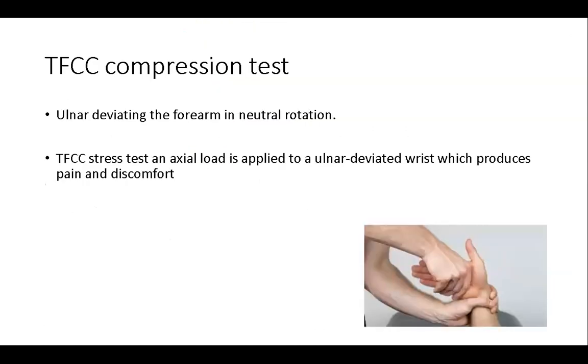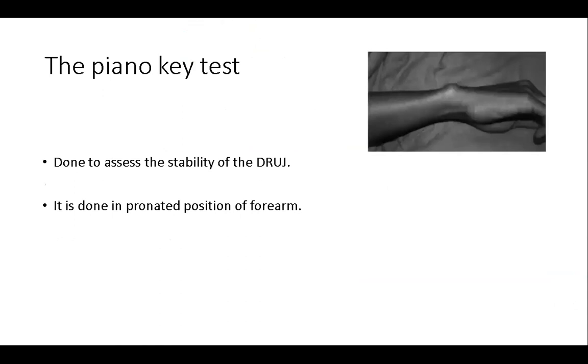This is the TFCC compression test. The picture here is self-explanatory and has been explained clearly in the previous presentation. This is the piano key sign, where there is loss of volar resistance on applying pressure on the prominent ulnar styloid process. This assesses the stability of the DRUJ.